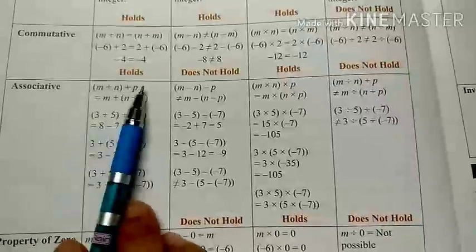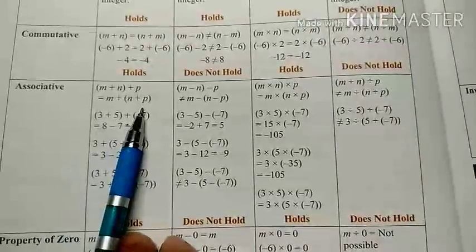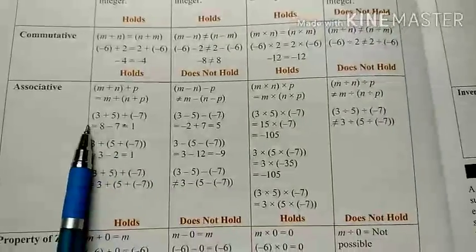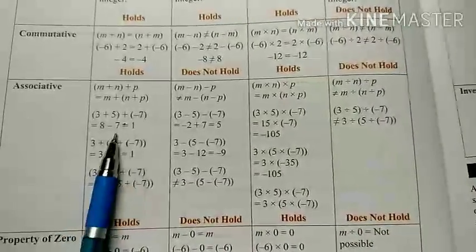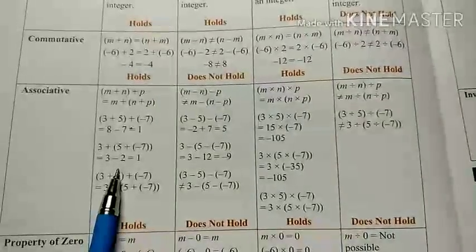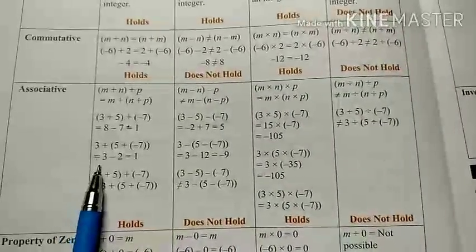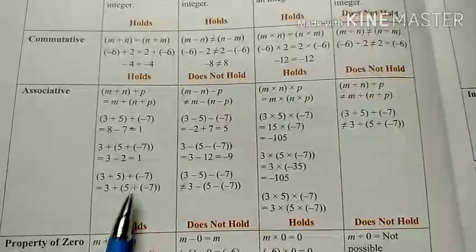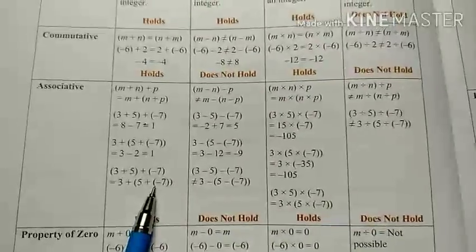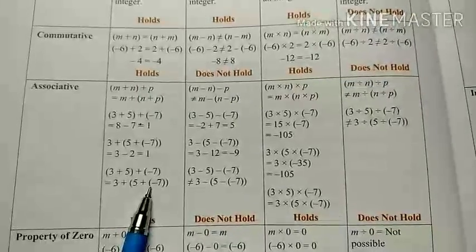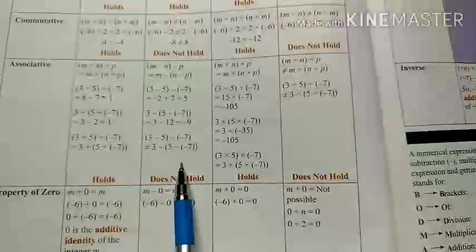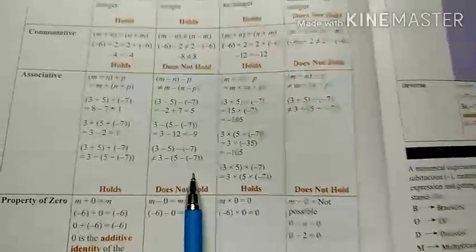In addition, you can add three integers in any order. Here I have three numbers, 3, 5, minus 7. 3 plus 5 is 8, 8 minus 7 gives me 1. But if I add the last two numbers first, 5 minus 7 is minus 2, and 3 after that, 3 minus 2 is equal to 1. So left side is equal to right side. The associative property holds for addition of integers, but does not hold for subtraction, because you can't change the position yourself.